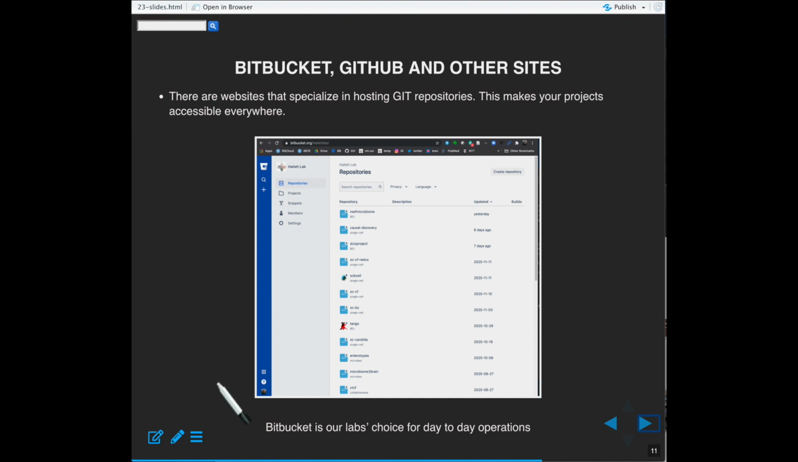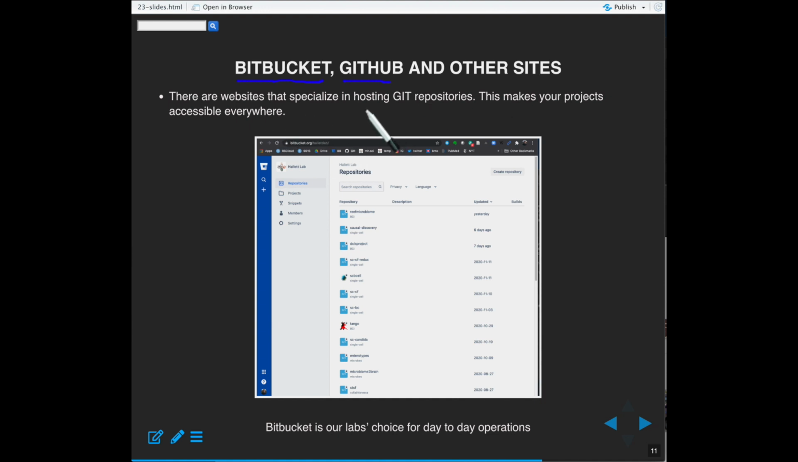Now, you have a repository and you need some place to store it. And we use in my lab a website called Bitbucket. There are competitors, GitHub and many others. GitHub is now owned by Microsoft. Bitbucket, I believe, is owned by Atlassian. There are minor differences really between them.